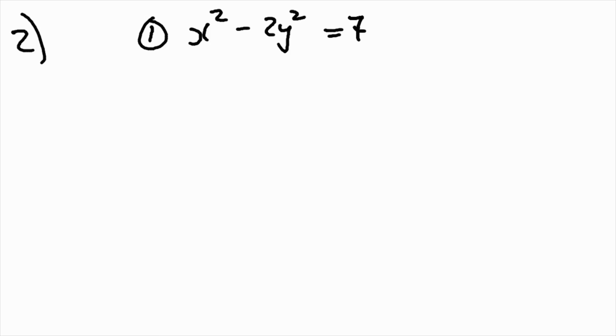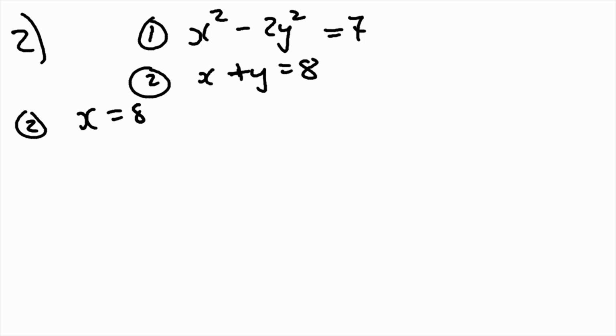Now, the substitution method works particularly well when we have squared or cubed or any power of our variable. So for our second example, for the first equation we have x squared minus 2y squared equals 7. And for the second one, x plus y equals 8. And we're going to rearrange the second equation in this example. We're going to subtract y from both sides, so x equals 8 minus y.